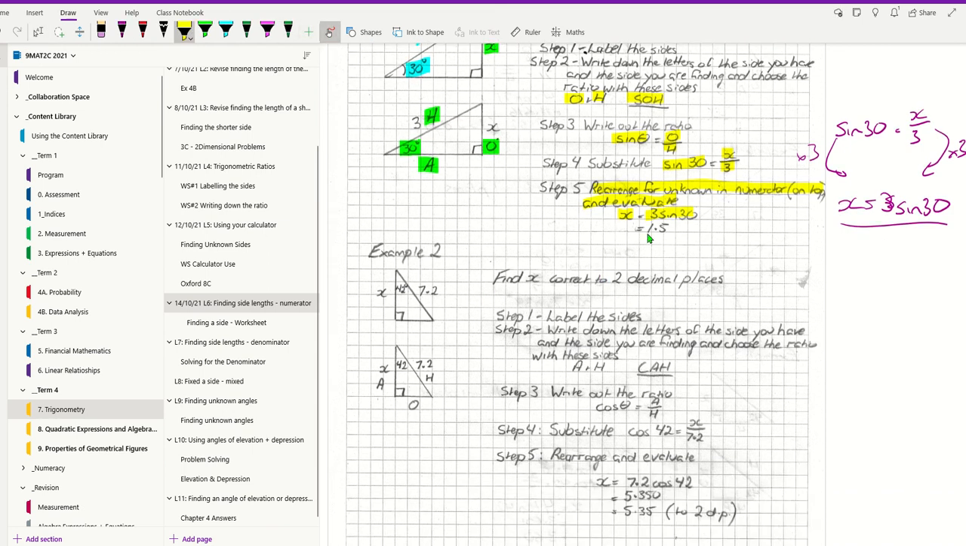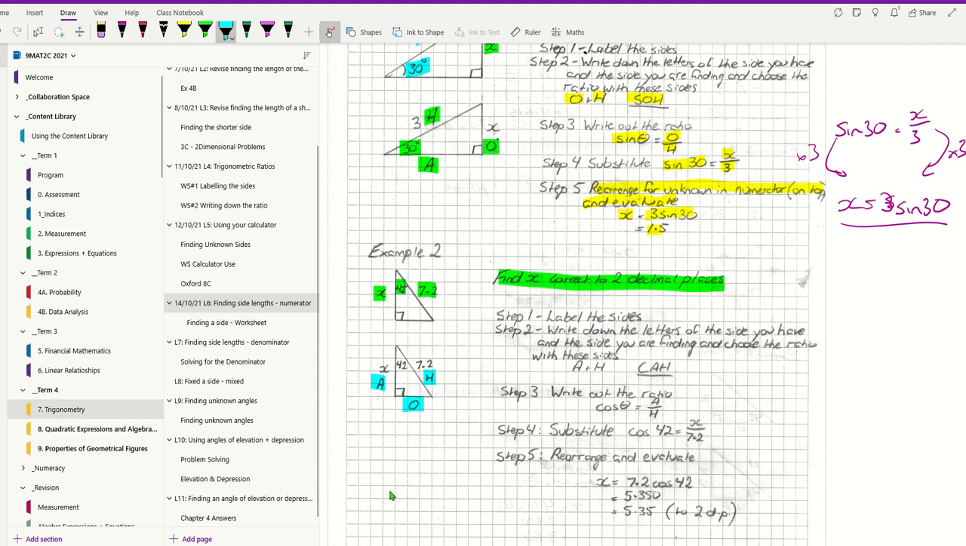Okay, looking at our next example, we want to do the same thing. We want to find x correct to 2 decimal places. So there's x. We've got an angle of 42 degrees and we've got a side of 7.2. Step 1, let's label them. Opposite the right angle is our H. A is between the angle, which is here 42, and the right angle. So there's my A. And then O is the other one.